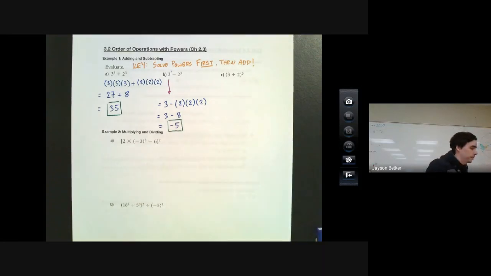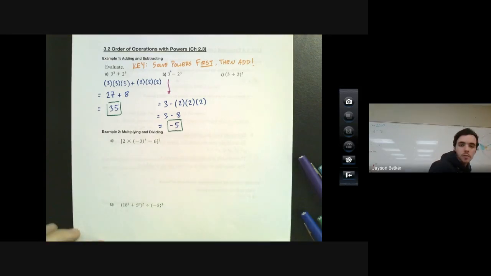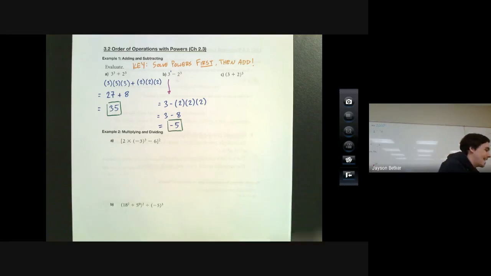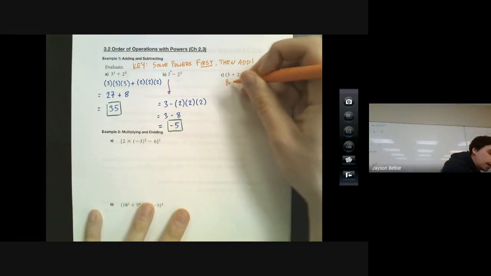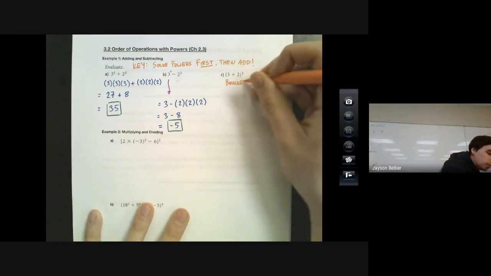Moving along. Now we've got our first scenario here. In our previous lessons, we kind of looked at a couple of scenarios where we had brackets and stuff like that. So now we've got our first scenario with a bracket involved: 3 plus 2 inside of the brackets, and then the power of 3. So here I'm just going to make a little note. We're going to do our brackets first. Remember, we're not changing anything about our orders of operations.